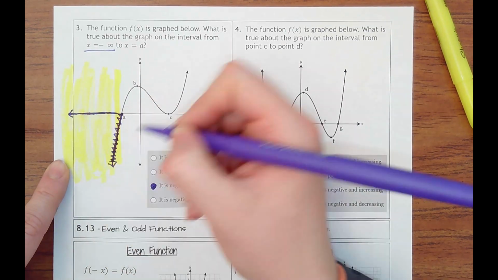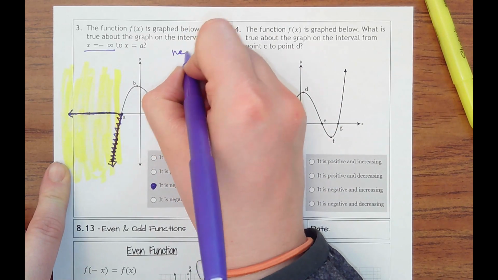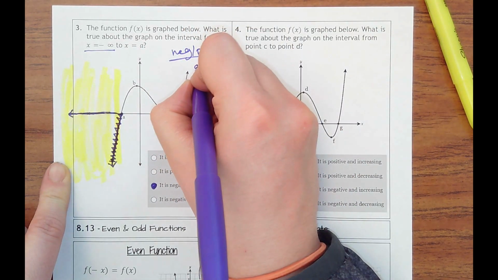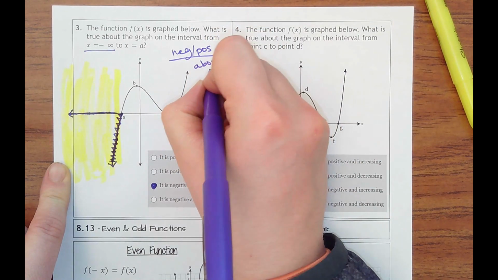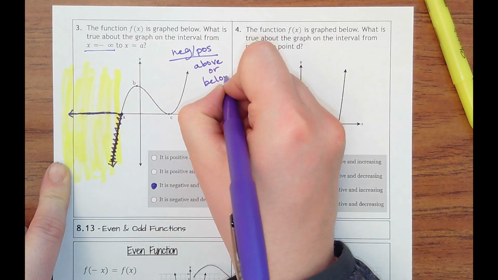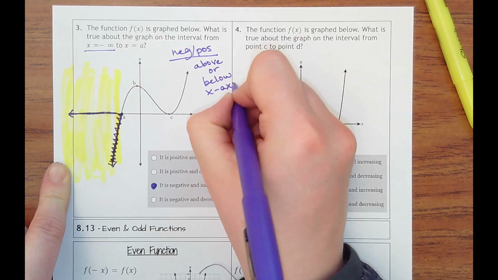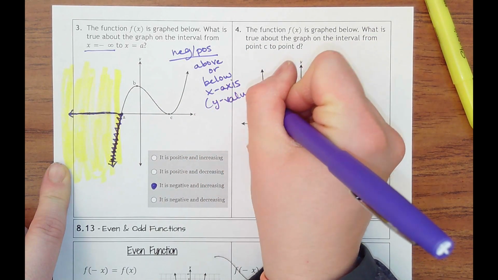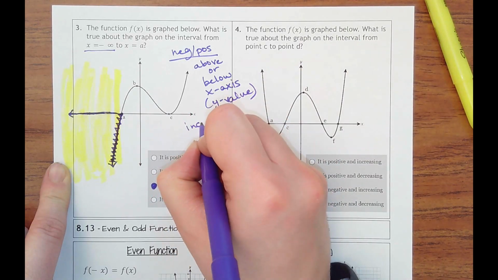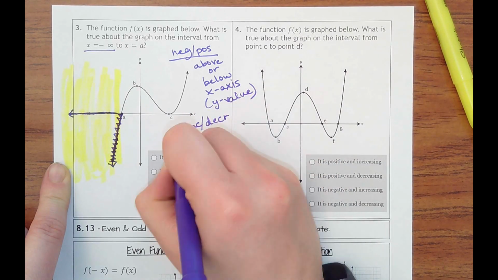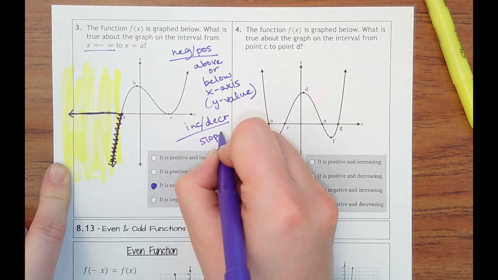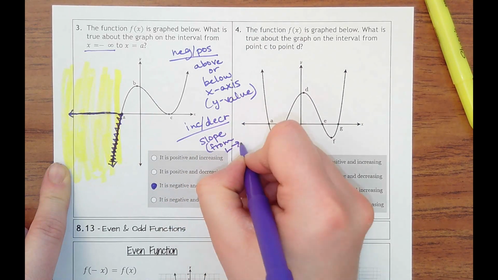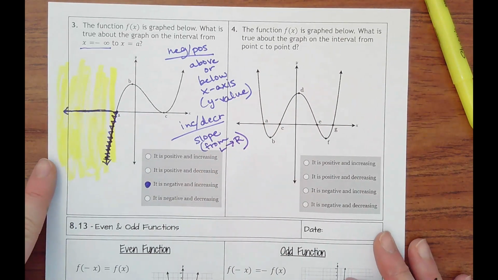Okay, so negative / positive means is it above or below the x-axis? So it's talking about the y values. And then the increasing, decreasing, you can think of slope, but you got to make sure you're reading it from left to right.